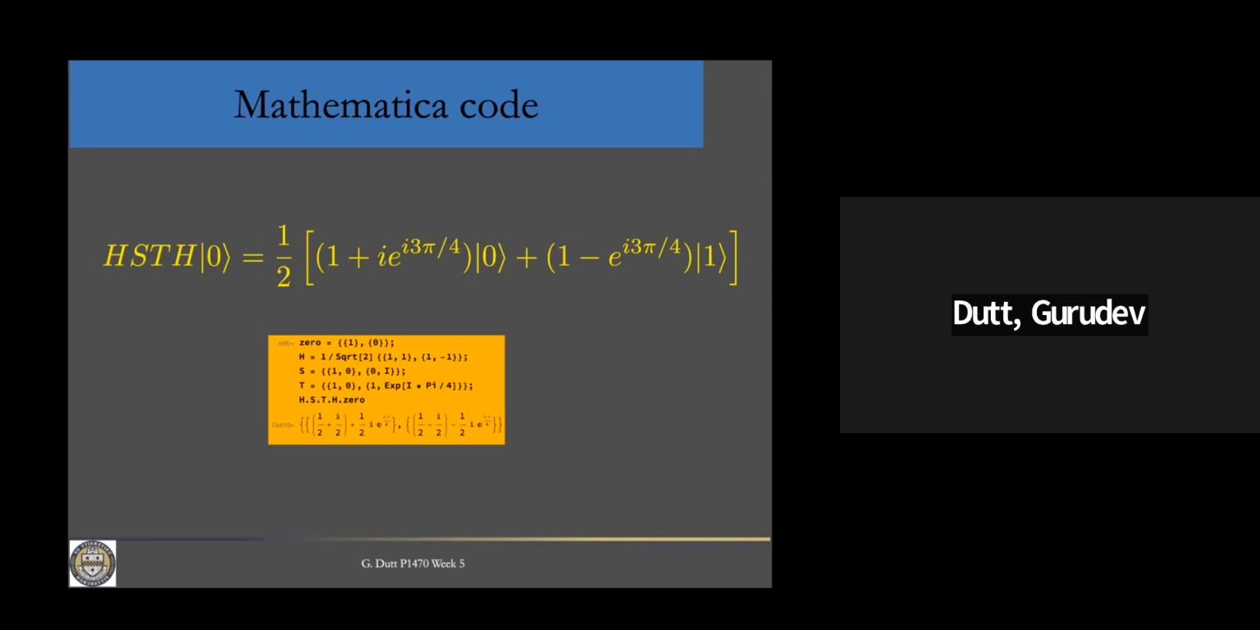Yeah, so I think I made a mistake here. Sorry. When I was writing the formula out in LaTeX, this is i e to the pi over 4, not i e to the 3 pi over 4. Okay. And you can see that agrees as well with Mathematica.